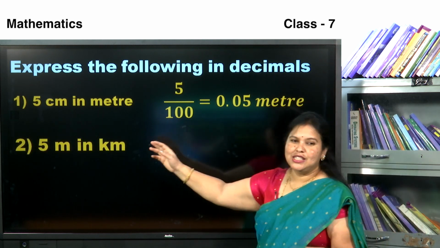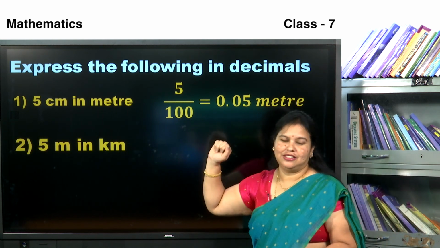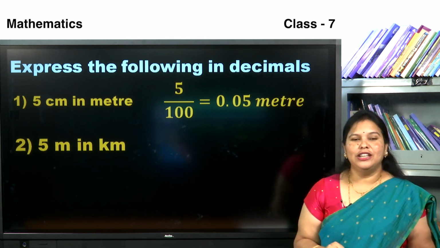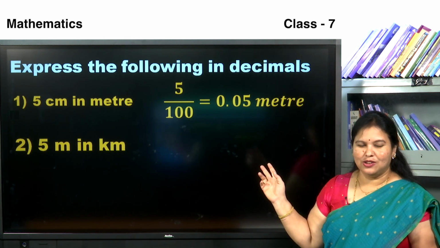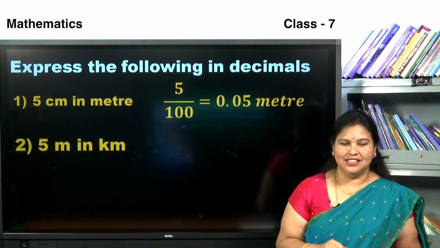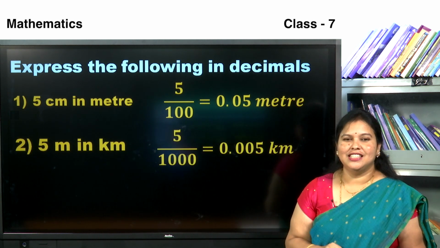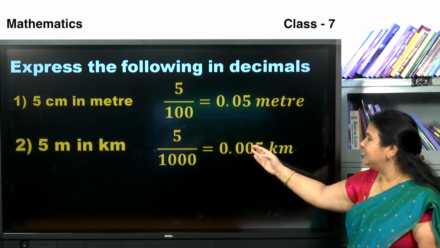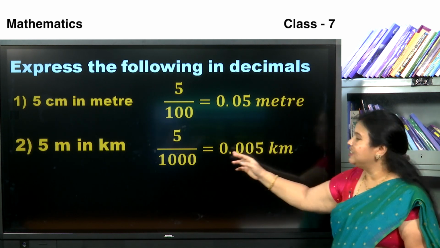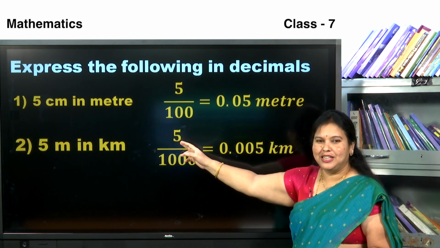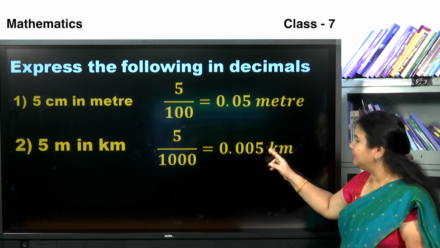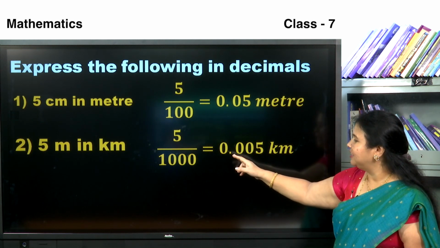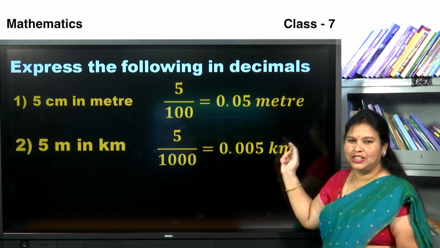You have to express 5 meter in kilometer. So, how to write it? 1 kilometer is equal to 1000 meter, as we know already. So, we can write it as 5 by 1000, which is nothing but 0.005, because we have 5 in the unit place. So, we have to write it in the 1000 place. That is nothing but 0.005 kilometer.